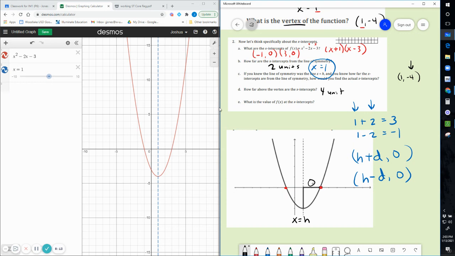Lastly, what's the value of f of x at the x-intercepts? Well, what's the value of y at the x-intercepts? The answers are right here. The answer is always 0. You always set the equation equal to 0 whenever you're solving this.